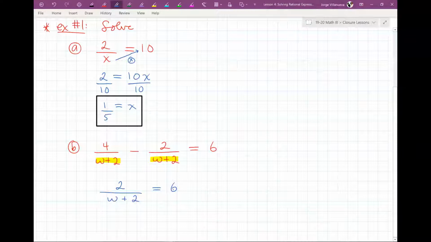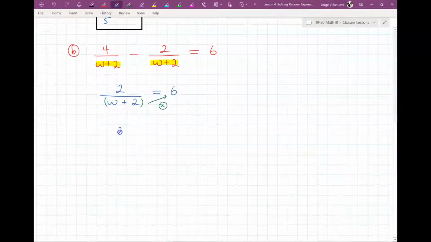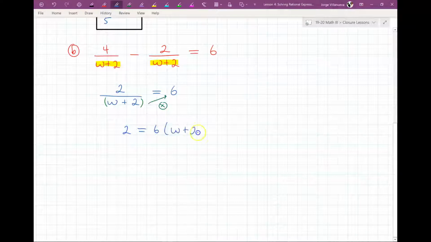Now, just like what we did with the other problem, we're going to multiply this w plus 2 over to that side. So this becomes 2 equal to 6 times w plus 2. Now start to distribute, so that's 6w plus 12. We'll subtract 12 on both sides. So we get negative 10 equal to 6w.